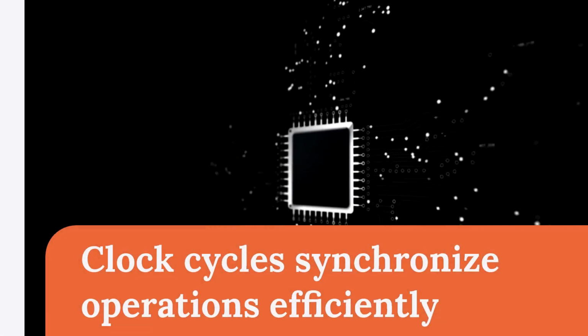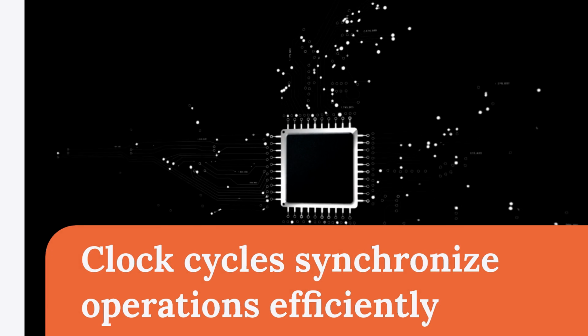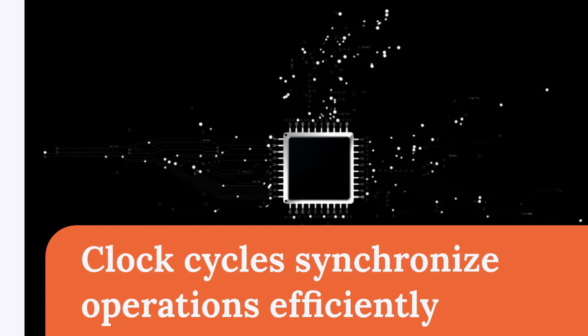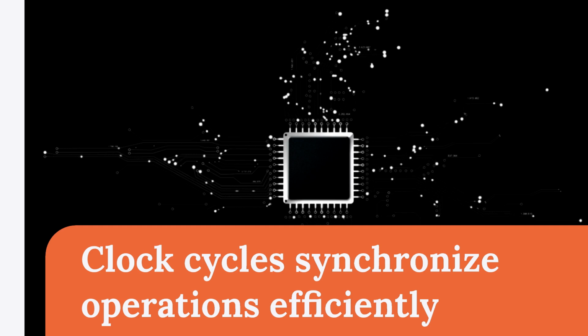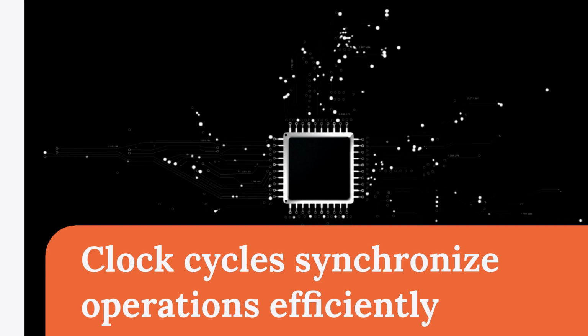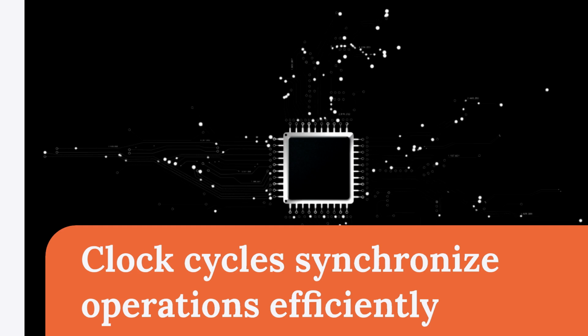The system clock generates electrical pulses called clock cycles. Each cycle has rising and falling edges. Operations are synchronized with these edges. Higher clock speeds allow more instructions per second. However, they increase power consumption and heat output.